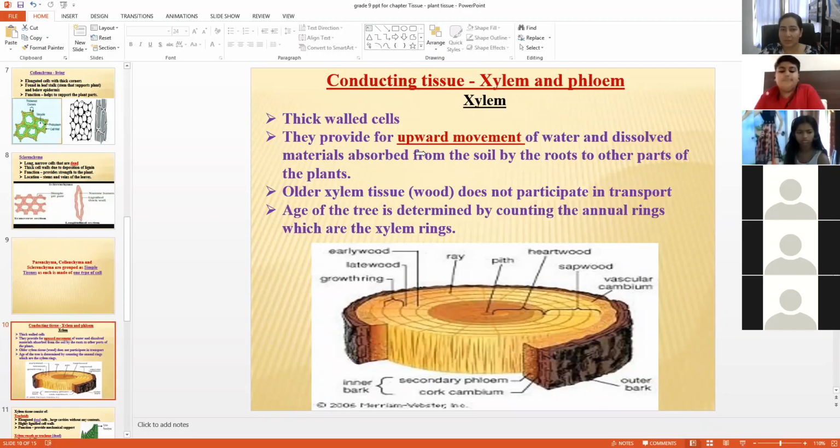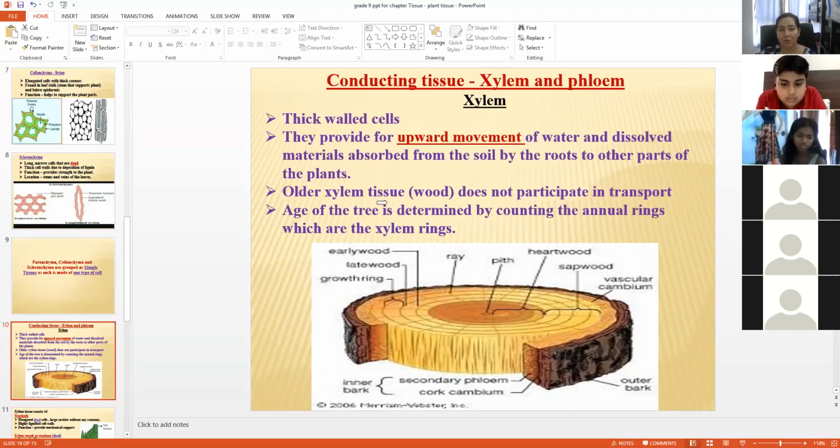Okay. So students, xylem is made of thick walled cells. They provide for upward movement of water and dissolved minerals, right? And who does the absorption, students? The absorption of water is done by the roots. So students, here the movement is unidirectional. It happens on only one side because water is absorbed from the soil and it goes to all the parts of the plant. So it's unidirectional.